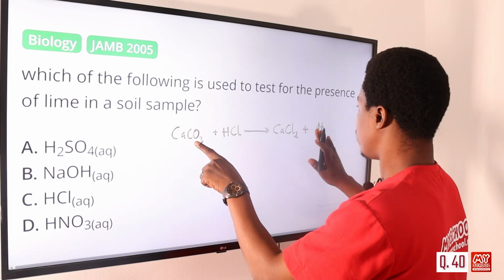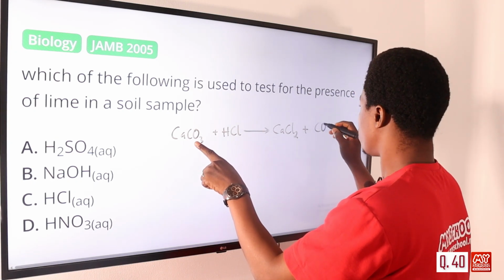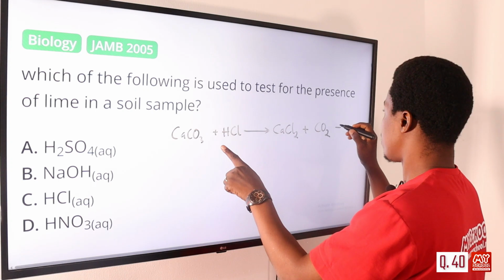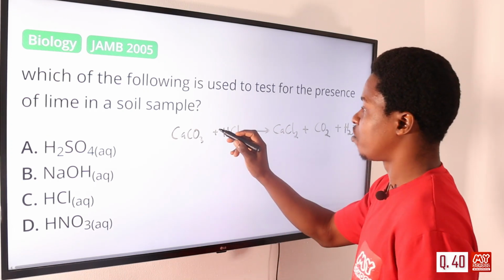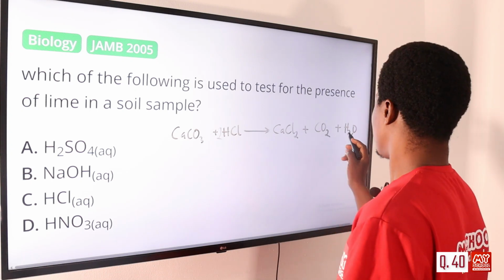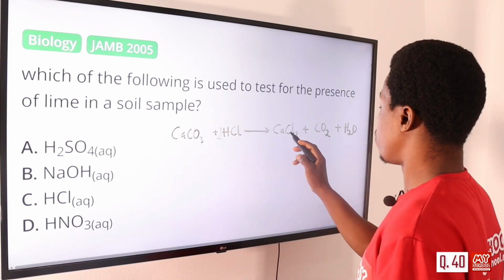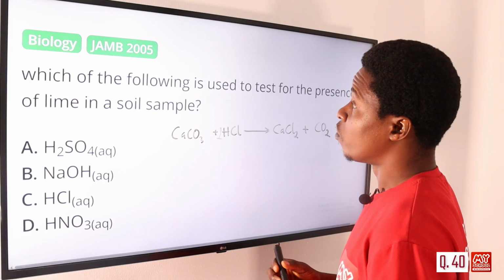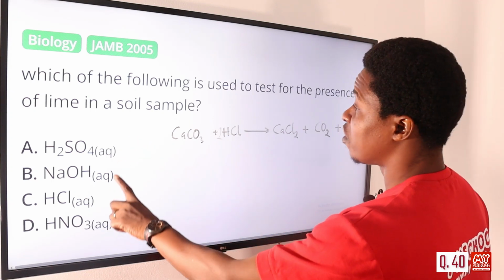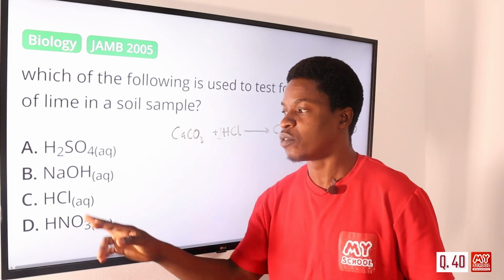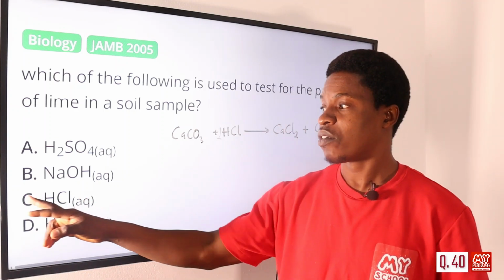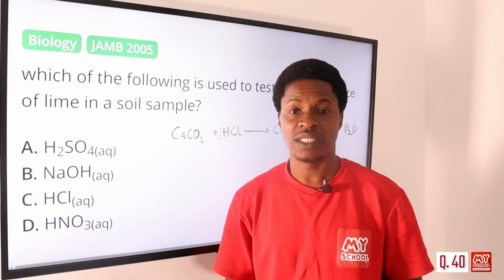Plus CO2, of course, since it is a carbonate, carbon dioxide will be formed, together with H2O. Is the equation balanced? Here should be 2 HCl, so that we have 2 moles of hydrogen and 2 moles of chlorine. So among all of these, the one that is used to test for the presence of lime in a soil sample is hydrochloric acid. So the correct answer is option C.